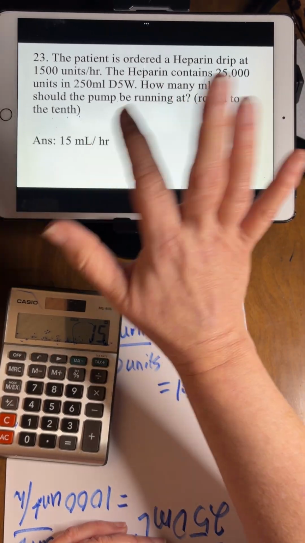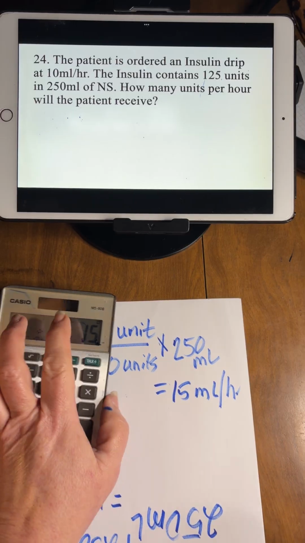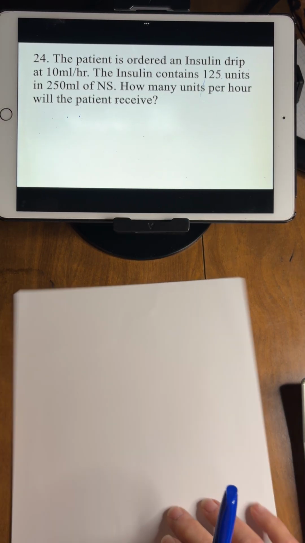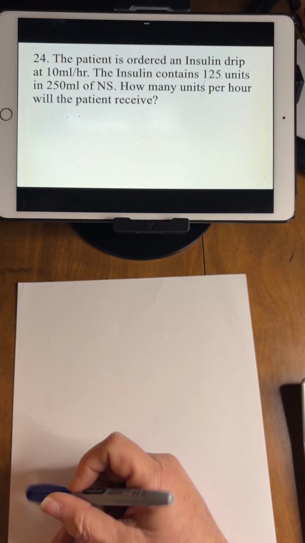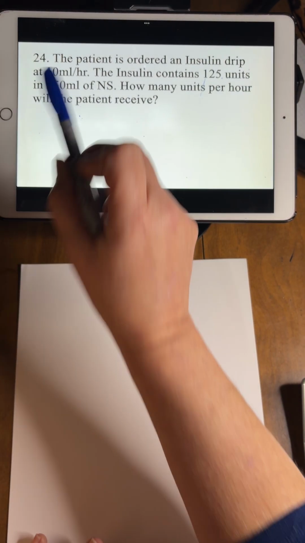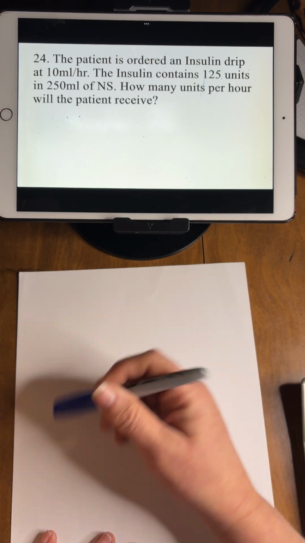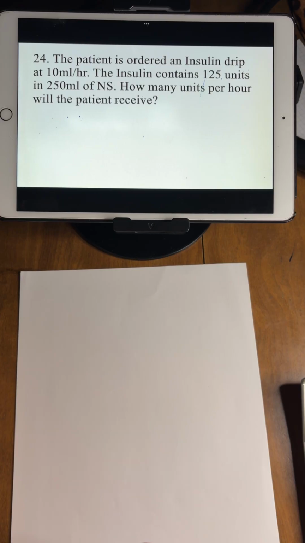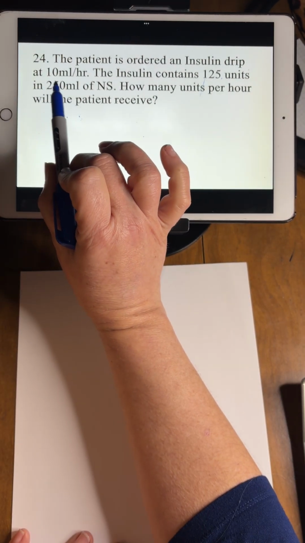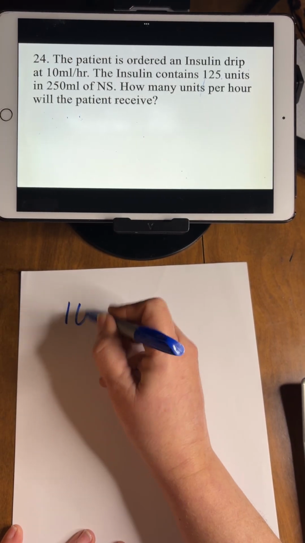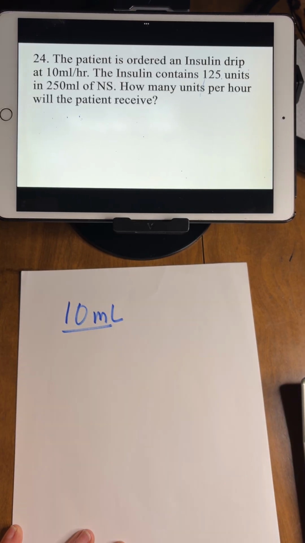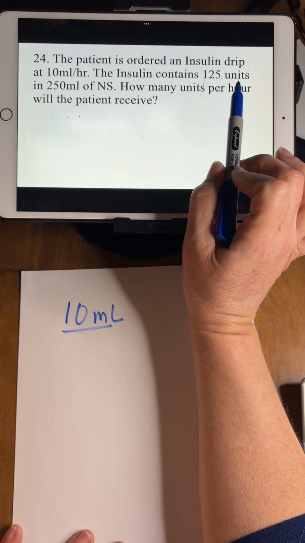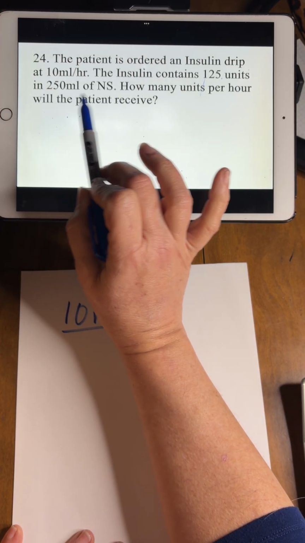If this sucker will stop having a seizure, all right. This one says the order is for an insulin drip at 10 milliliters an hour. You know what I'm going to ask you? Who wants it going at that? We don't. Shoot. We'd be practicing outside our scope if we were saying how. Let me shut up. The doctor wants it going at 10 milliliters an hour. And the insulin in the bag in our hand contains 125 units in 250 milliliters.